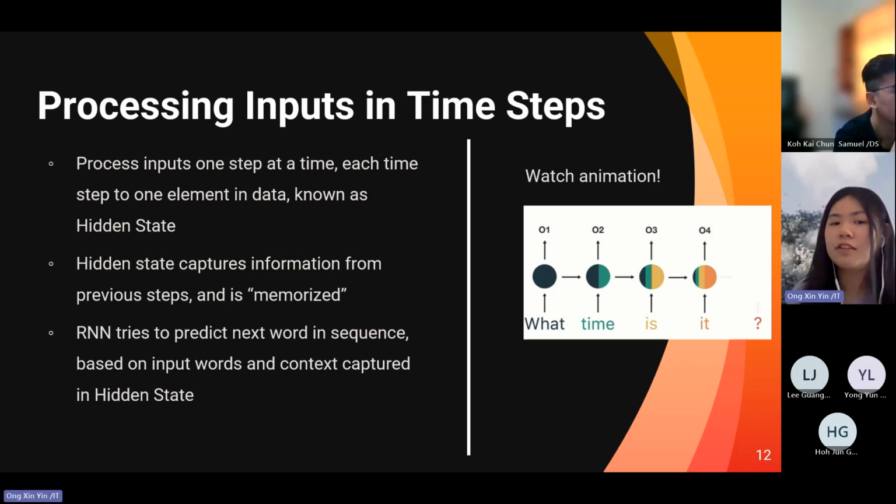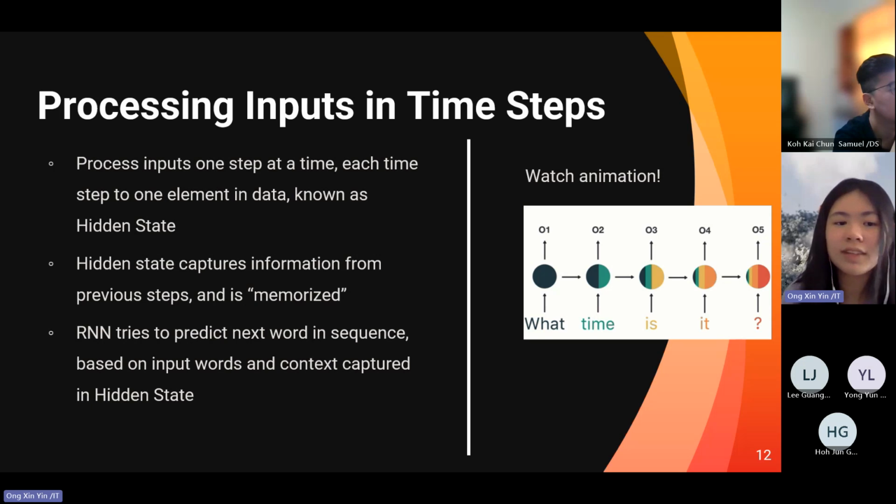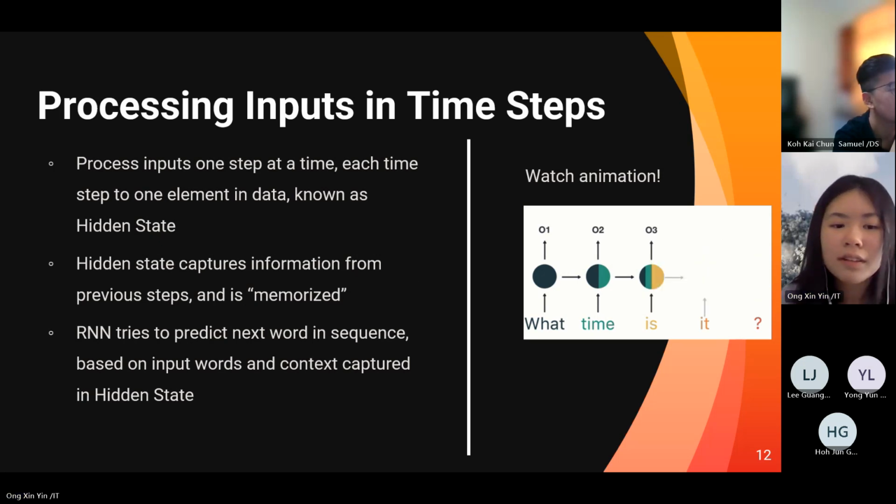In recurrent neural networks, we handle inputs one step at a time, and we assign each time step to one element in the data. You can imagine one element as a word in a sentence. If we look at this diagram, we are feeding in the words, what time is it, as the inputs. We will process these words in order, starting from what, then time, then is, then it. And at the top, we can see 1, 2, 3, 4, which is the assigned time step to the word.